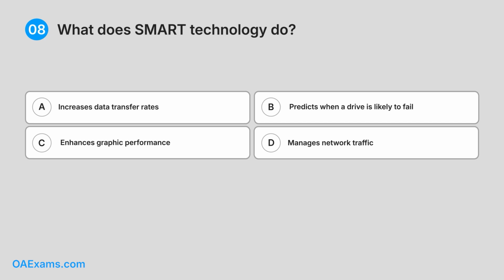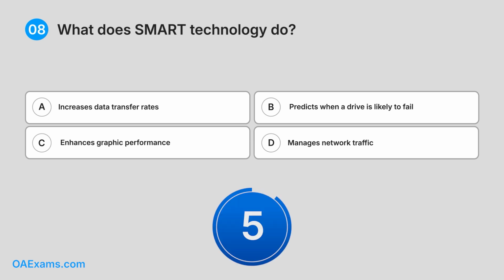8. What does SMART technology do? A. Increases data transfer rates. B. Predicts when a drive is likely to fail. C. Enhances graphic performance. D. Manages network traffic. Do you know the answer?